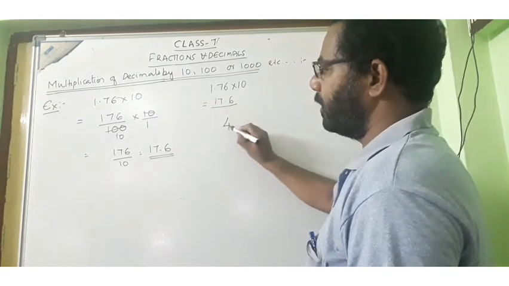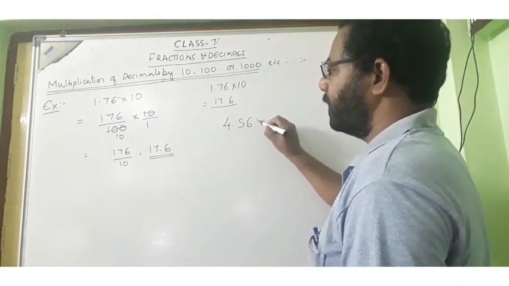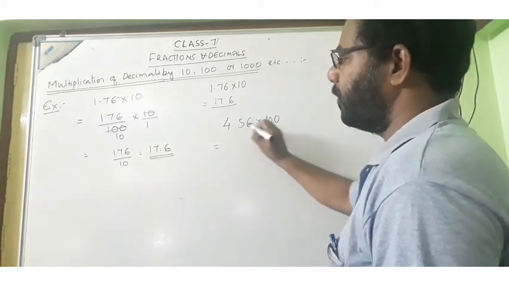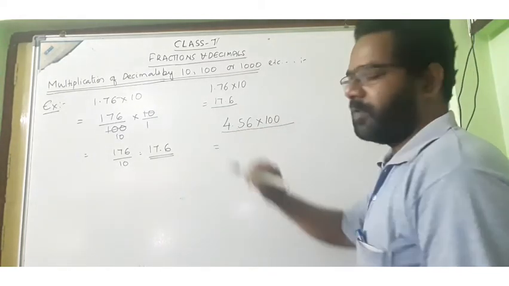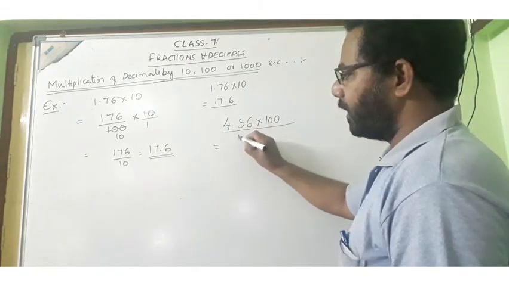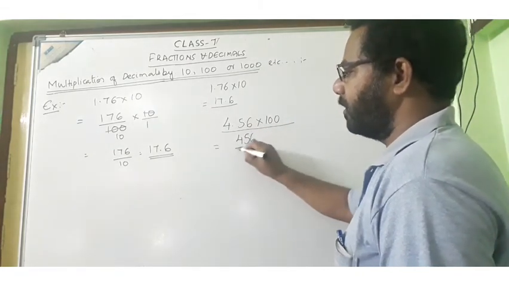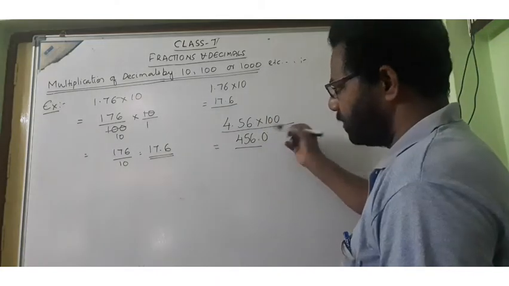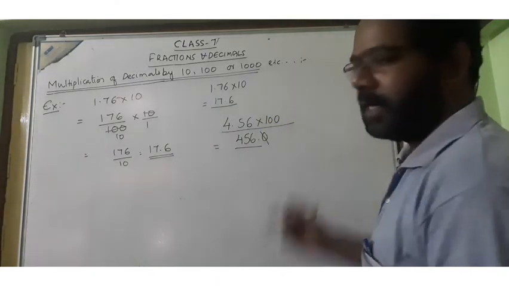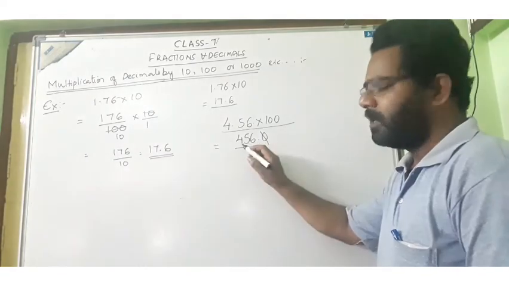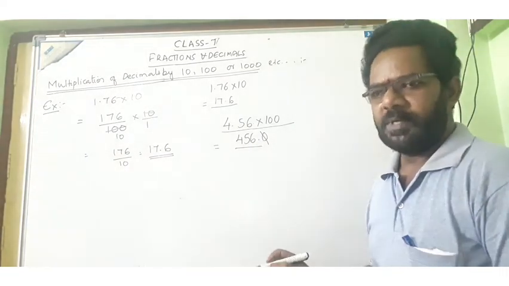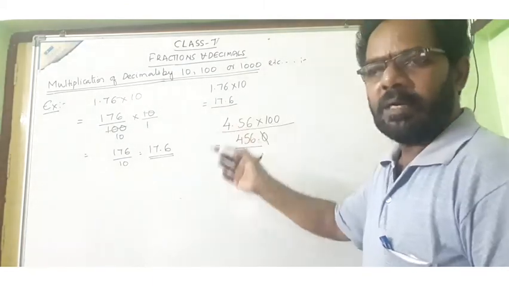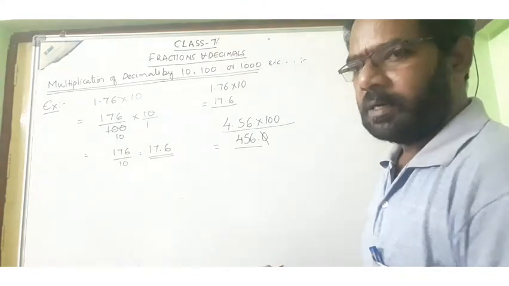Suppose I have given you another example, 4.56 into 100. If you multiply, finally we can get the answer 456. Why? Because the point will be jumping two places. After the digits, putting 0 also has no value. So 456. Understand? So like this, a decimal can be multiplied with 10 or 100 or 1000.